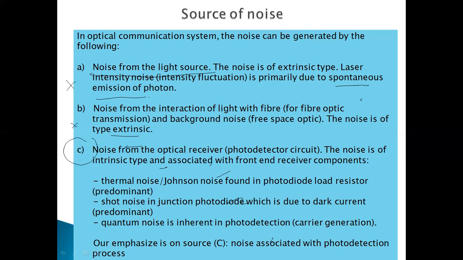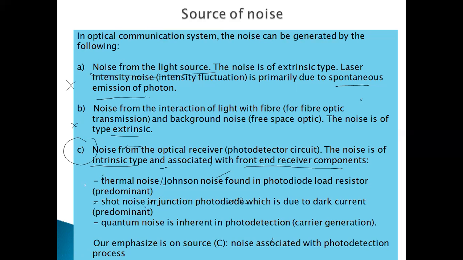So the noise is of intrinsic type and is associated with the front end receiver components, which are the photodiodes and the amplifier. There are three types of noise that can be generated by these optical receiver circuits.